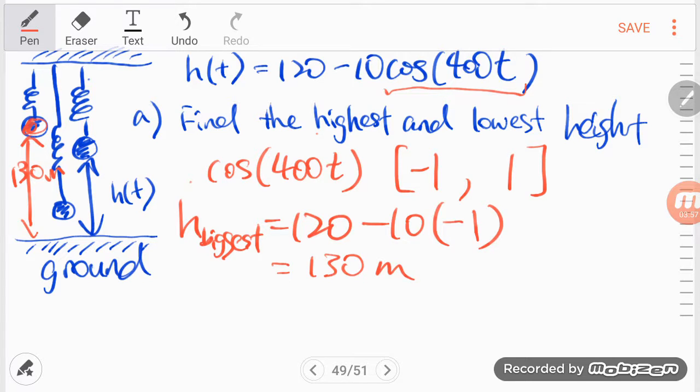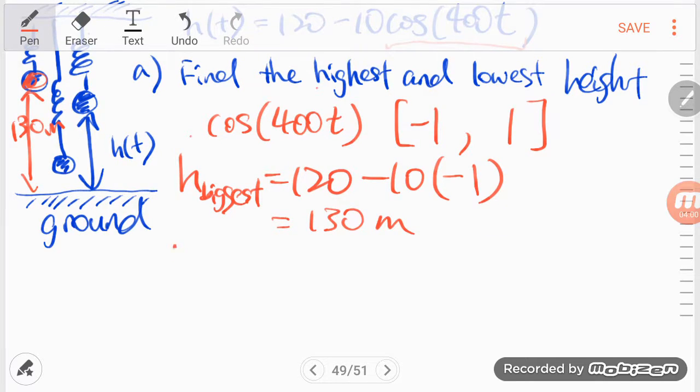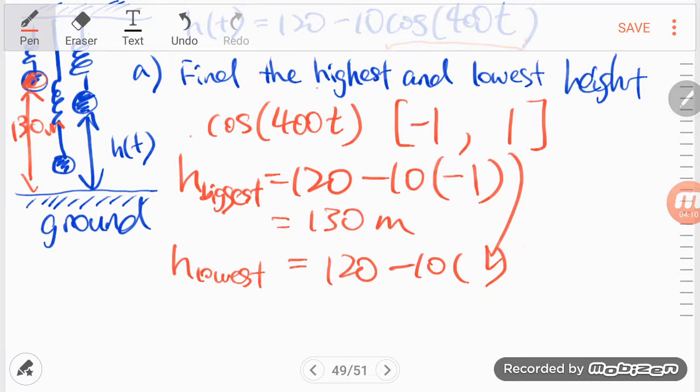Okay, so to find the lowest height, so let's say h, lowest. Okay, that's when, again, 120 minus 10. So in this case, I would have the 1. The 1 would go in there, right? And that gives me 110. So this part, that would be maybe 110.